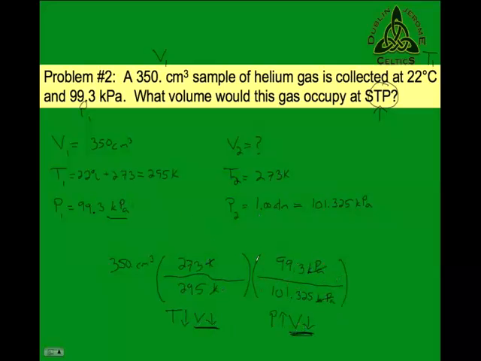Kilopascals are gone, and I have two ratios, and I can figure out just how much my volume is going to go down. 350 times this ratio, and when it goes to STP, the final volume is going to be 317 cubic centimeters, because the units are cubic centimeters. 3 significant figures in my answer. I'm okay. And that is the combined gas law. There's 2 examples there. Make sure you catch the STP when that comes up, and we're just doing 2 separate ratios together instead of 1 with the other 3 gas laws.